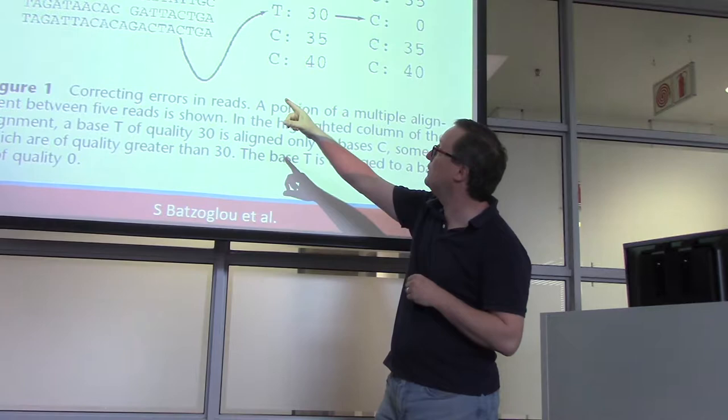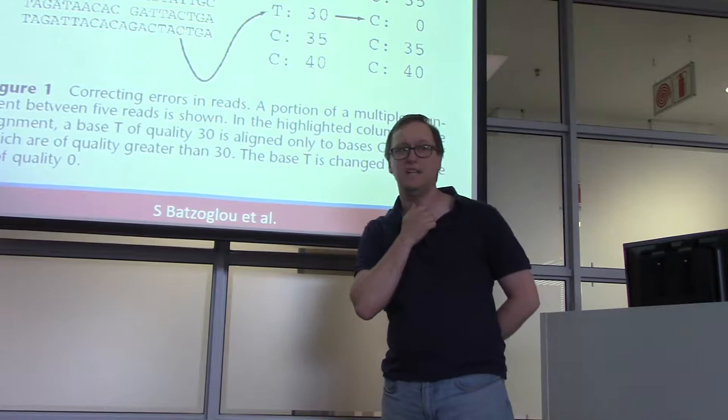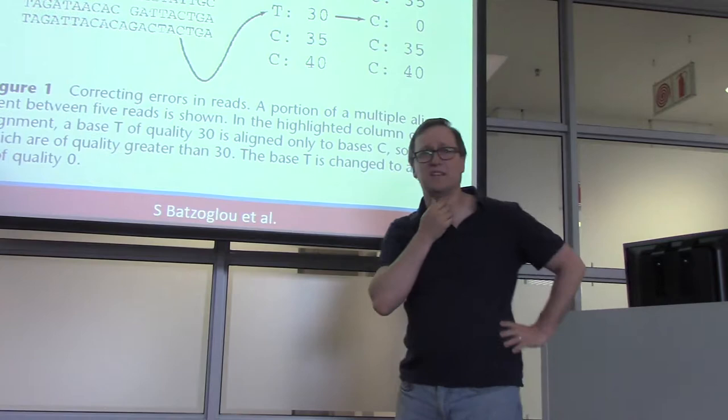So these are all T's, these are all A's. But in this position that the arrow is coming from, we see that it's a bunch of C's with one T in there. Well, that's kind of problematic. The T is obviously a mismatch. Everything else aligns just fine. So what's the problem? Here we see that the T is given a score of 30.